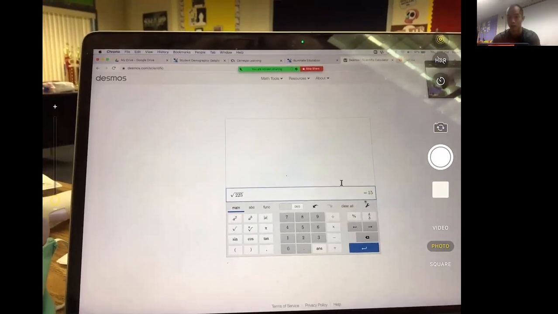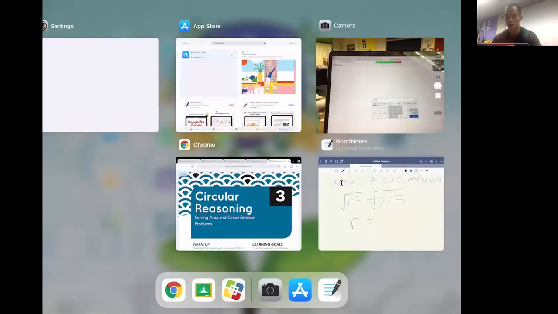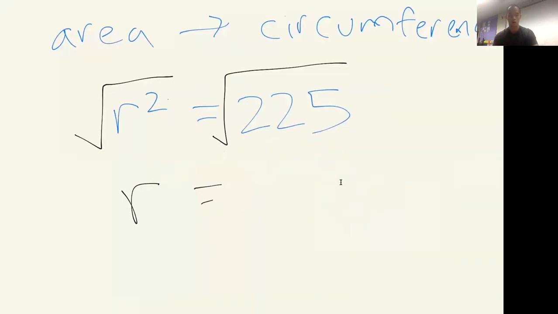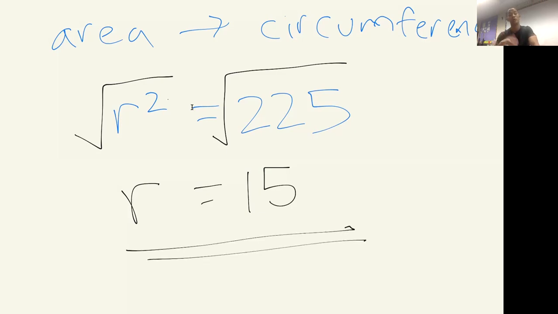The answer is 15. So what we're going to do is switch over here. We're going to go back to this, and we're going to have r equals 15. There you go. So then we get r equals 15. We can use that in our circumference formula, c equals 2 pi r. But basically, this is the main concept I wanted to go over to find the square root of a number.